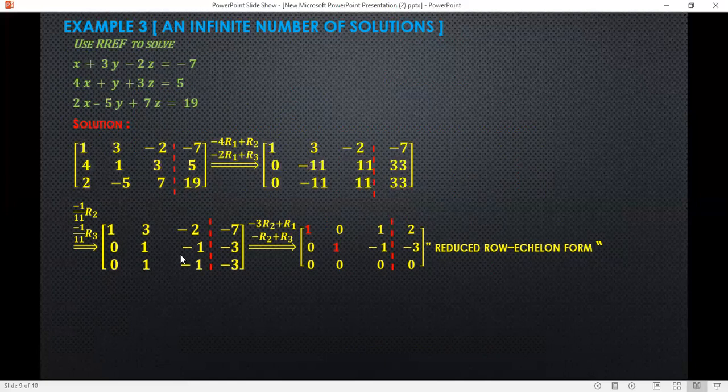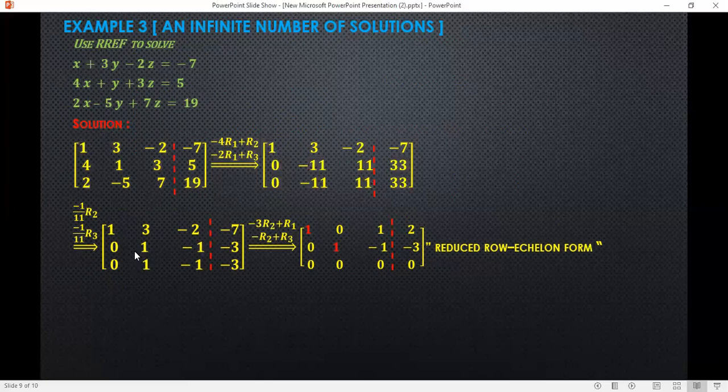So after that, as you see here, we have 1, and I want to make this 0. So I'm going to multiply the second by -3 and add it to the first, okay, to get zeros here. And let's see how to do this. Multiply the second by -3 and add it to the first one.